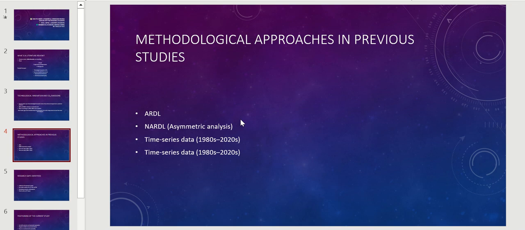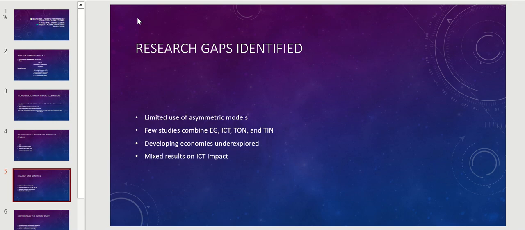In the previous studies, they were using data of different countries, for example 1980 to 2015, 2000 to 2020, or 2000 to 2023. But the most important thing is the research gap, because the research gap is the most important thing for a researcher. On the basis of the research gap, the editor of a Q1 or Q2 journal accepts or rejects the paper.